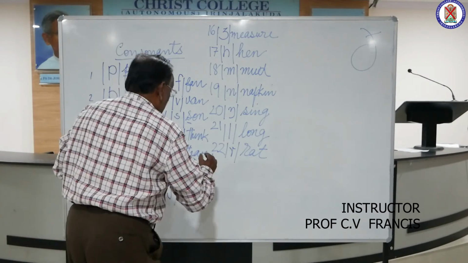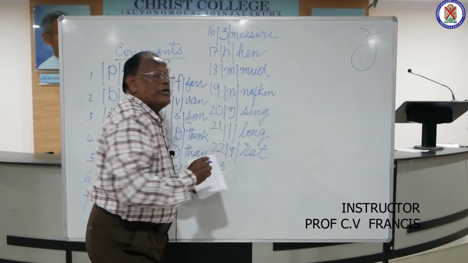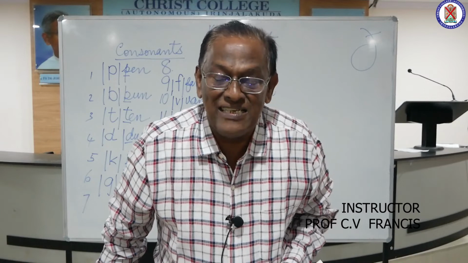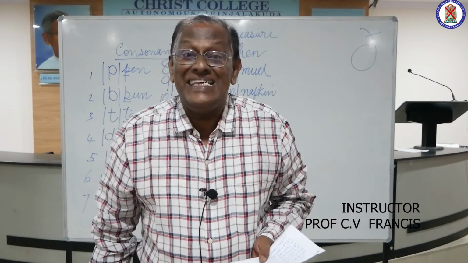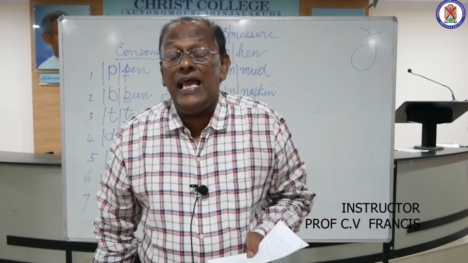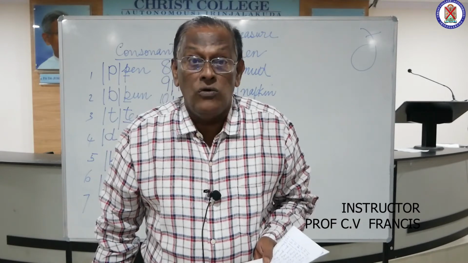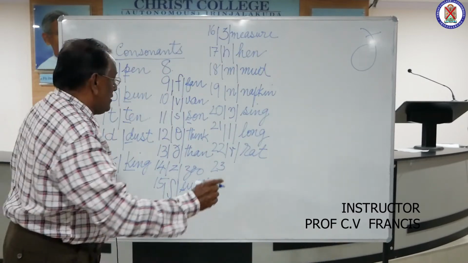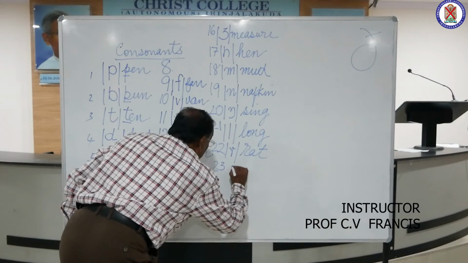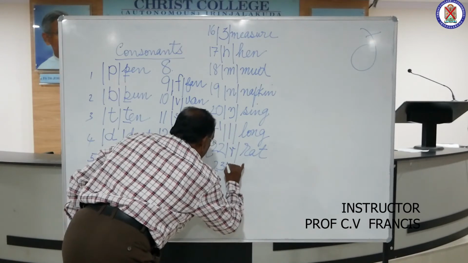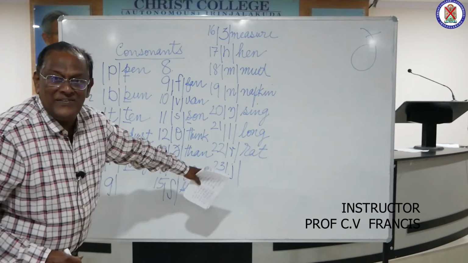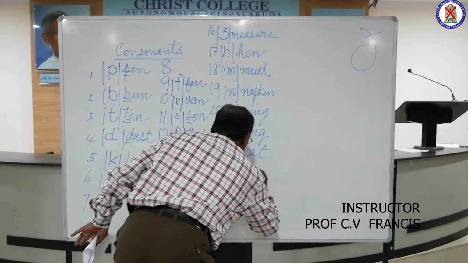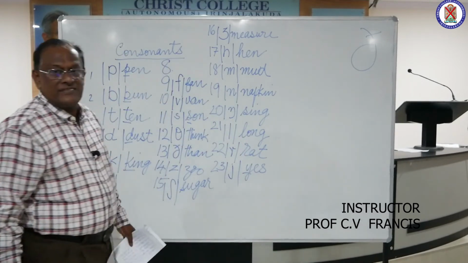Next one is number 23, the sound you have in words like yes, yet, yellow. The sound is y sound, and it is represented by a very peculiar symbol. It is like this. It may look like a J, but it is a symbol for the sound y, and example is yes.